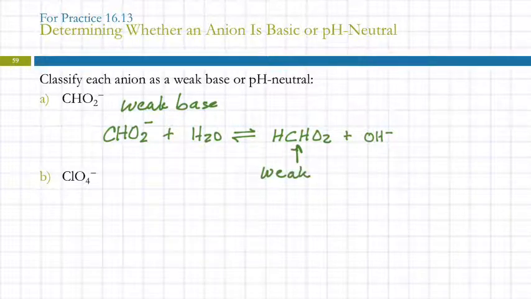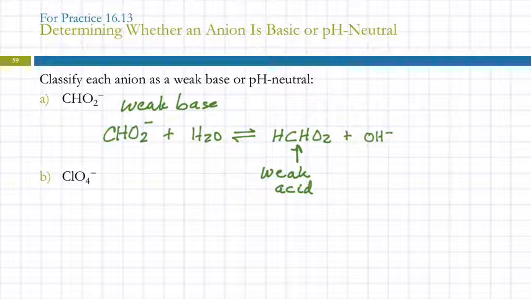I thought you said the weaker the acid, the stronger the conjugate base. That's true. The weaker the acid, the stronger the conjugate base, but it is a weak acid, and so it's a weak base. Here we're not saying, is it a really strong weak base or a very weak base? We're just saying, is it a base? Yes, it is.